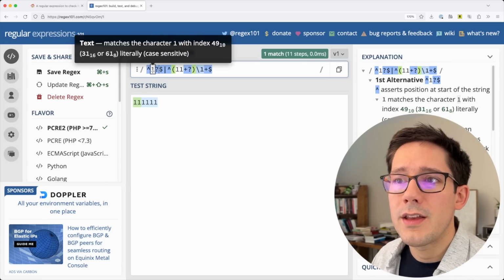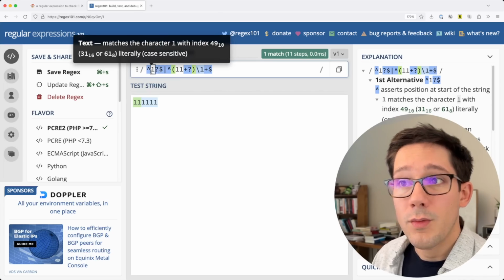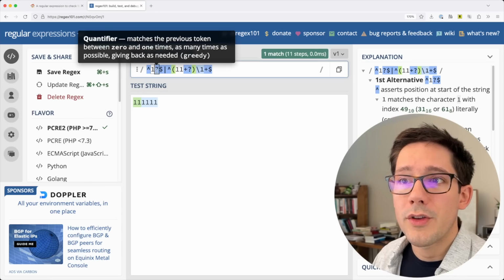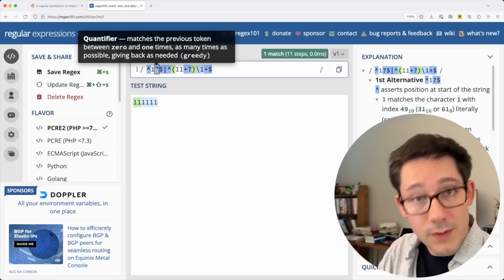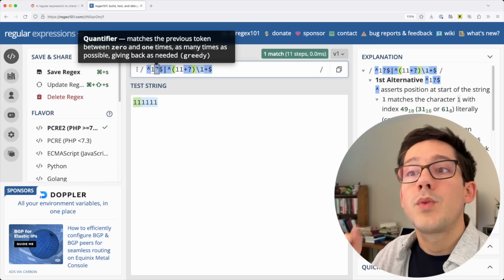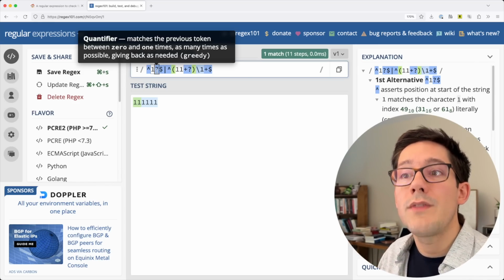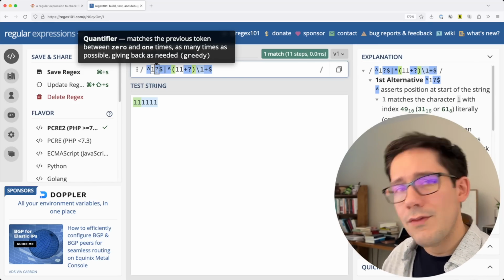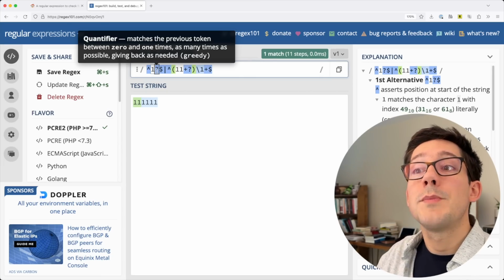The first pattern is a one followed by a question mark. The one is a literal character. We're matching the character one. Question mark, though, is a quantifier, and it says we're going to match the previous token or the previous character, that is the number one in this case, between 0 and 1 times, matching as many times as possible, giving back as needed. Let's ignore the giving back as needed for the moment. We'll talk about that more in a sec. 0 and 1 times, matching as many times as possible.